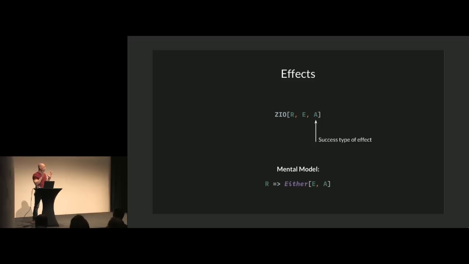And a good mental model you can use for the ZIO effect type is as a sort of purely functional version of the following function from R to either E or A. So you can think of a ZIO effect as a function that needs an R. If you want to run that functional effect, you need to give it an R. You need to give it the environment that it requires. And then you're either going to get back an E on the one hand if it failed with some error type, or you'll get back an A on the other hand if it succeeded with the value.